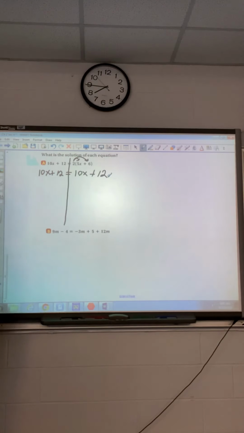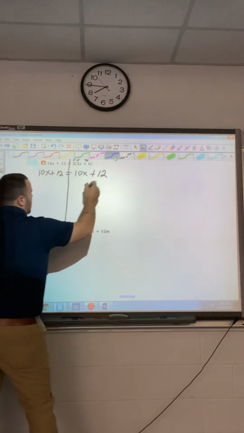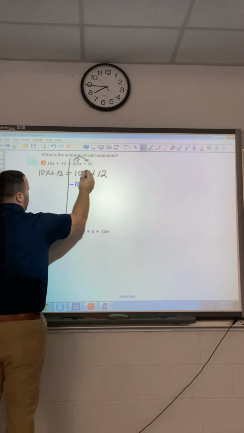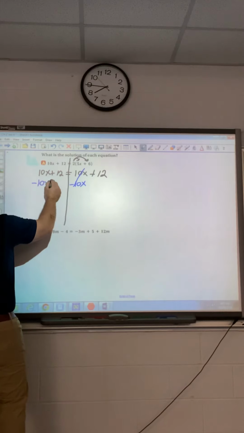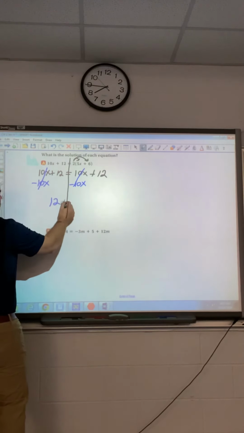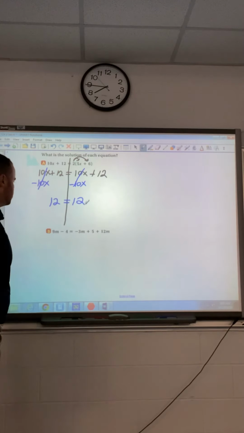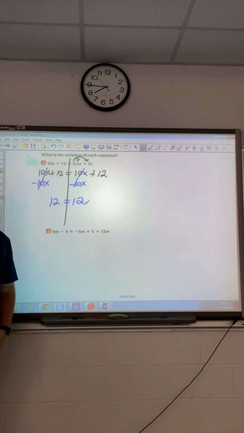So the first thing I'm going to do is move one of my x's to the other side. It doesn't really matter because it's the same thing on both sides. So if I do minus 10x over here, cancel that out, and minus 10x over here, and cancel that out, hey, I'm left with 12 equals 12. Any ideas? It's kind of a trick question.